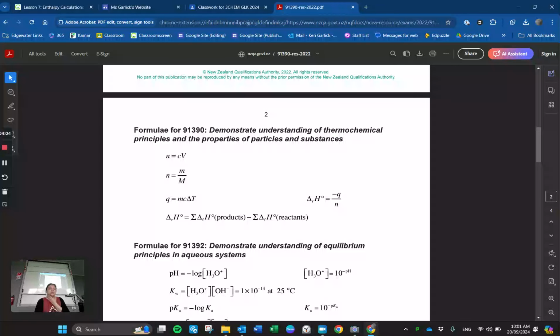So this here is the formulas that they plan to have you guys use for the thermochemistry external. So they do provide you those. You just be mindful of what you use and when you use them.